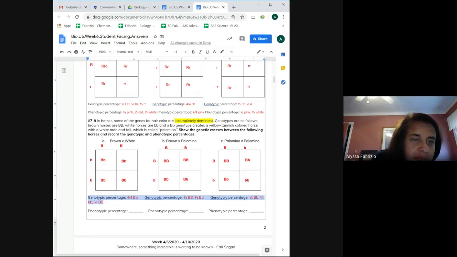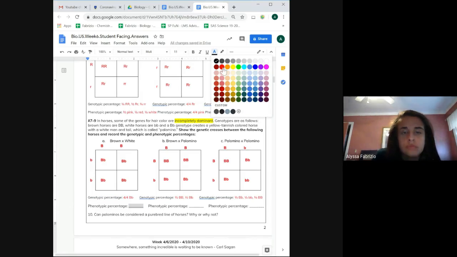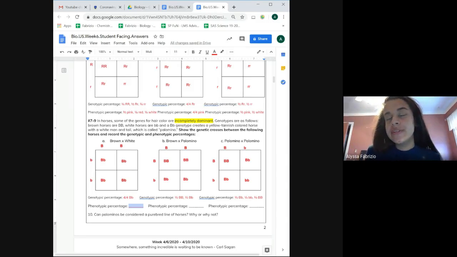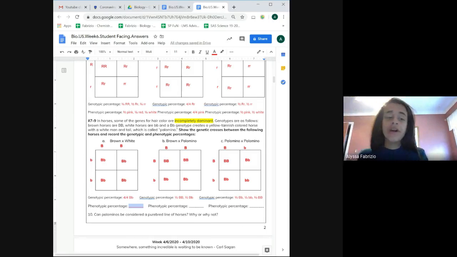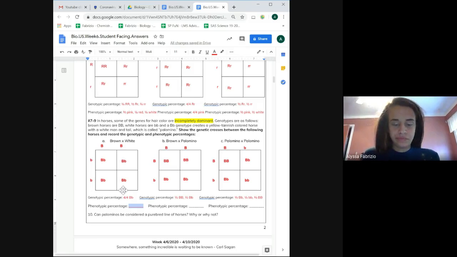What about our phenotypes? What are the different possibilities of the phenotypes? Phenotype meaning what again? Anybody can answer that. What does phenotype mean? It's how we see things, right? Okay, good. It's outwardly what we see. So what are the different phenotypes that we can see when we cross a brown horse with a white horse?